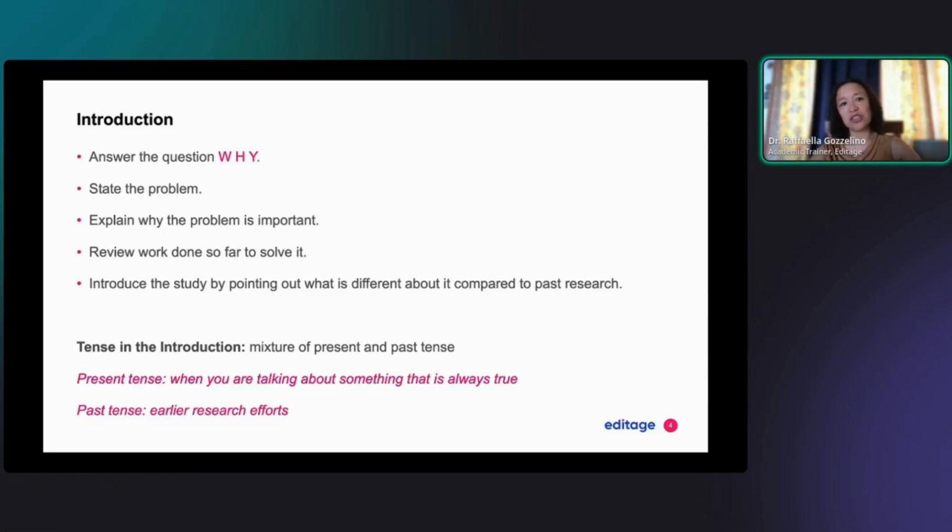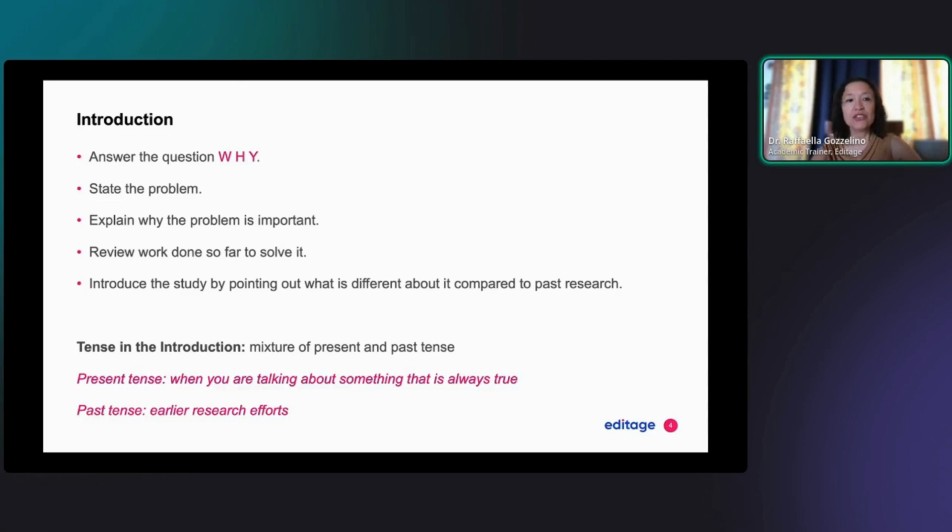The introduction answers the question why. So why did you choose that topic, why would you like to describe more or investigate more regarding that topic. The introduction states a problem, and you are also proposing, with the next sections, the solution to that problem. In the introduction, you need to explain why the problem is important and review all the work that has been done so far in the attempt to solve that problem and to overcome the challenges related to that problem.